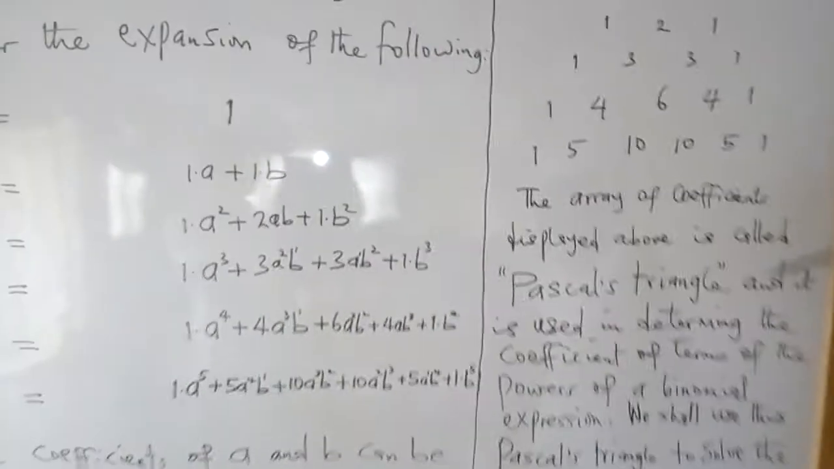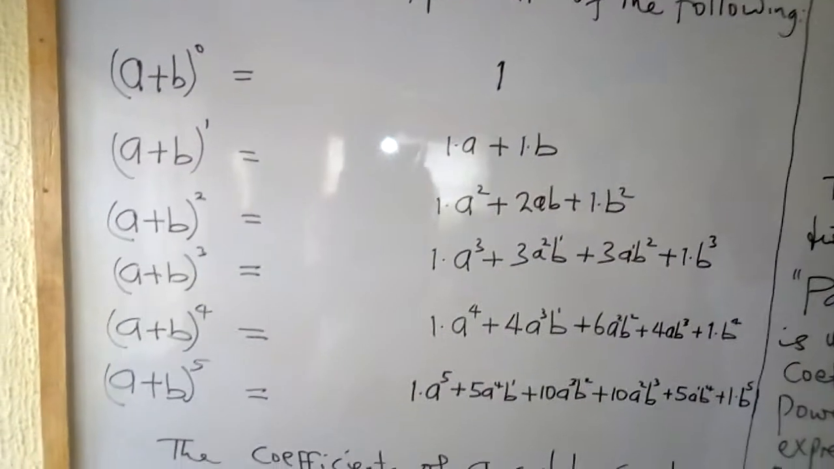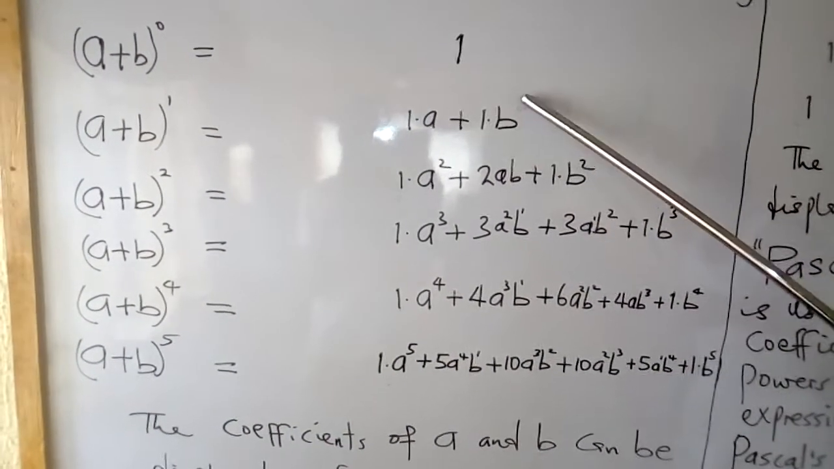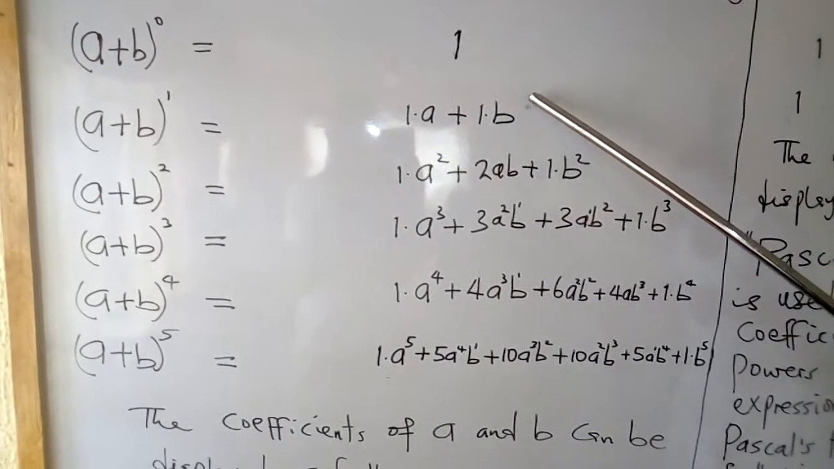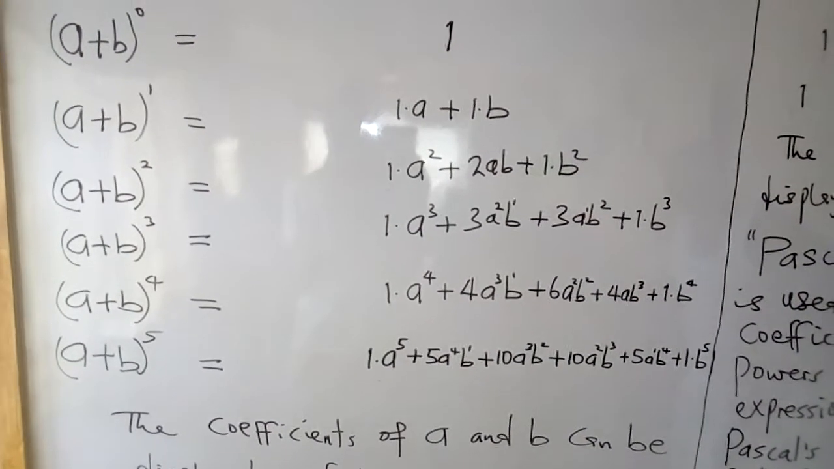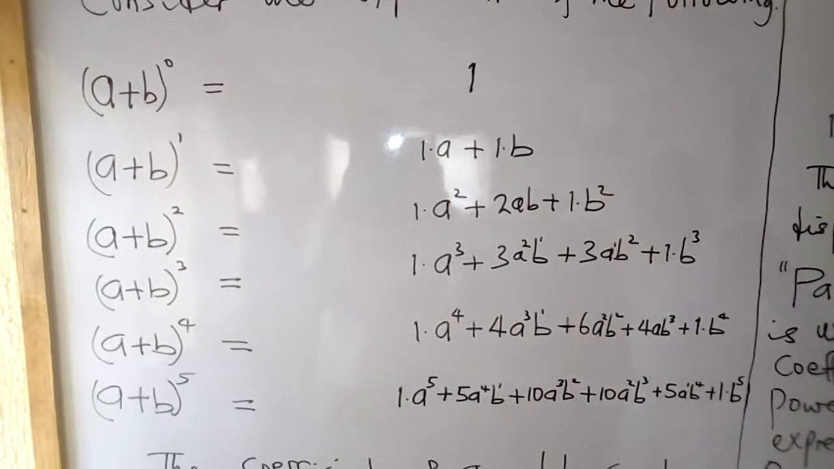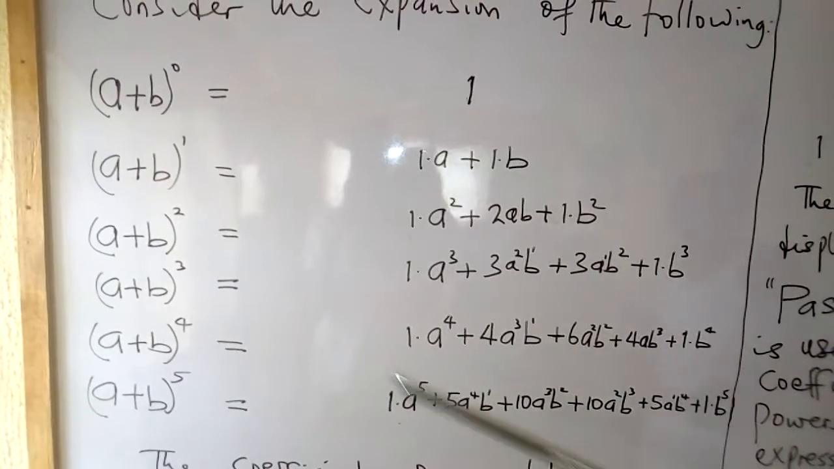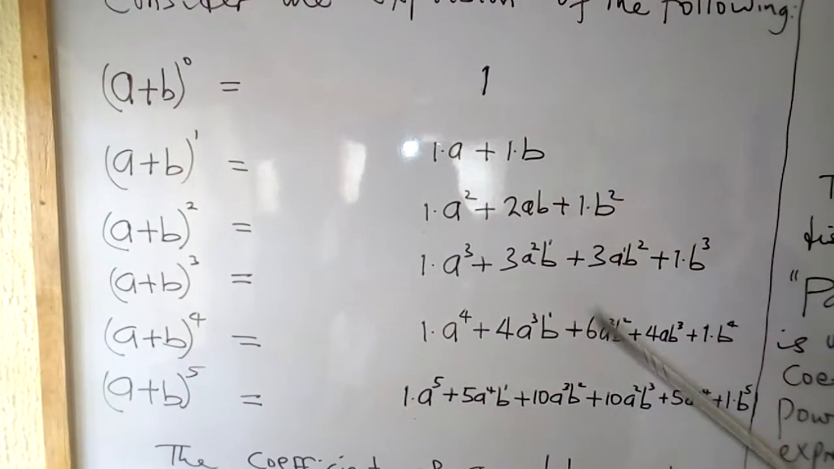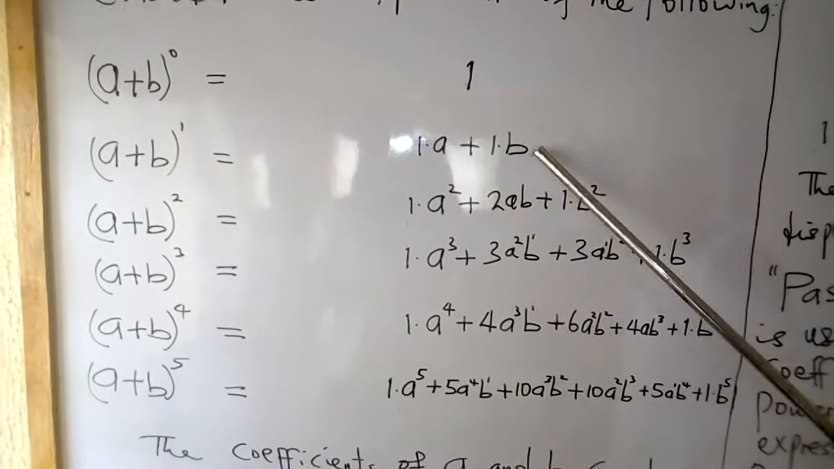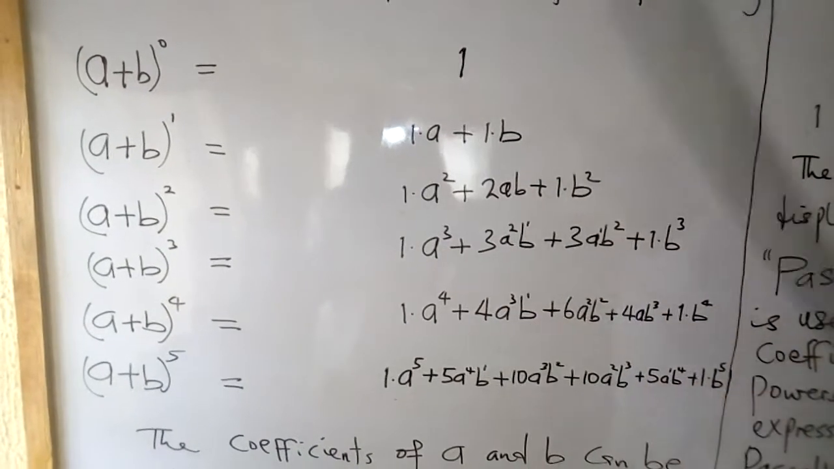What do I mean by that? If you look at (a + b) raised to power 1, if you take the sum of the powers of a and b, here is 1, here is 1. The sum of the powers of each term is equal to the power in the original expansion, like I've said earlier. You see a here is raised to power 1, (a + b) raised to power 1. b here is raised to power 1.